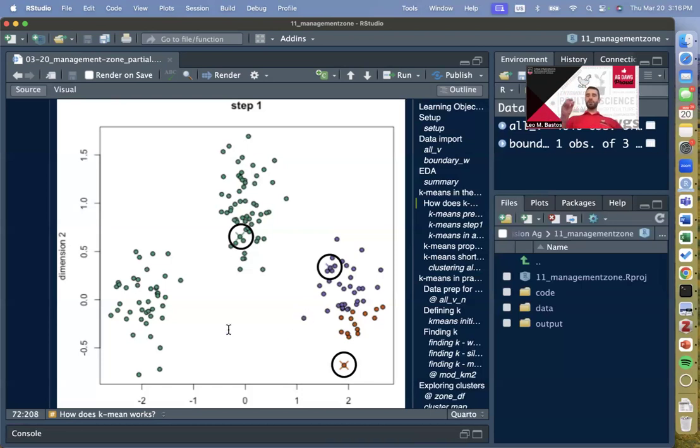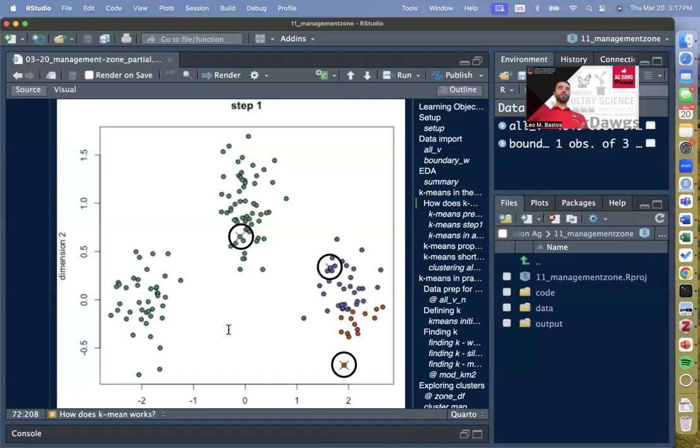So the first iteration picks three random observations in the data set, sets them as the centers of the clusters, calculates the distance of all points to all the centers, and assigns a membership to every point based on the smallest distance to one of the centers. And then, once it has assigned a membership on the first run, it recalculates the position of the center of each cluster based on the members that were assigned on that run.